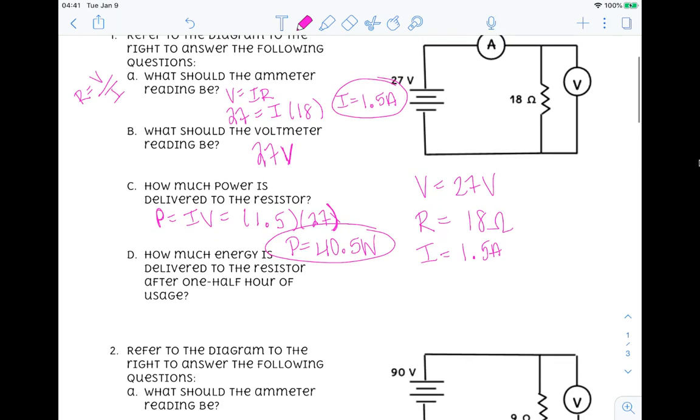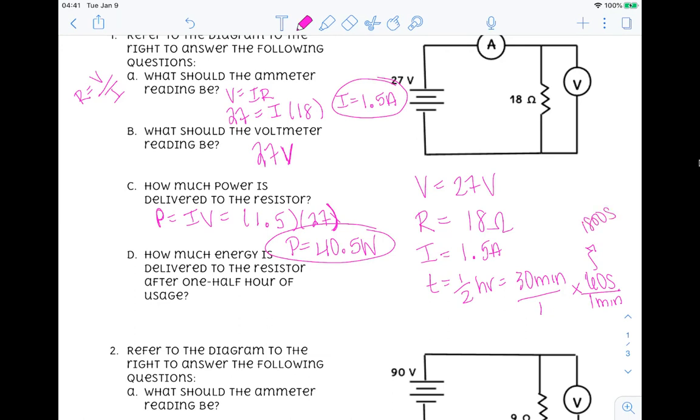For letter D, how much energy is delivered to the resistor after 1/2 hour of usage? Well, we need to make sure that we are always talking about our time in seconds. Here they tell you that you have 1/2 hour, which is equal to 30 minutes. We can then convert, since 1 minute is 60 seconds, making sure that your units are always in seconds for time. If you do this, you will end up with 30 times 60, 1,800 seconds.